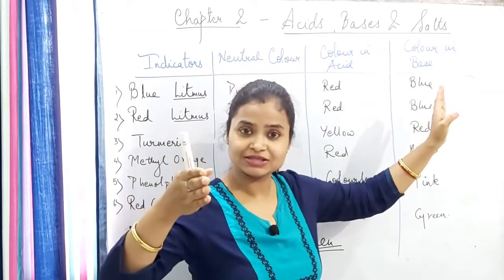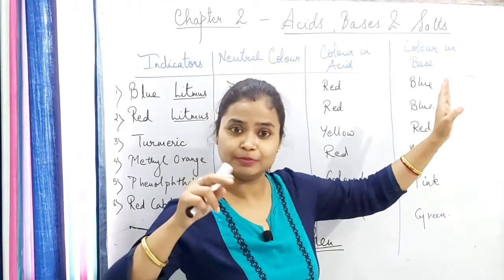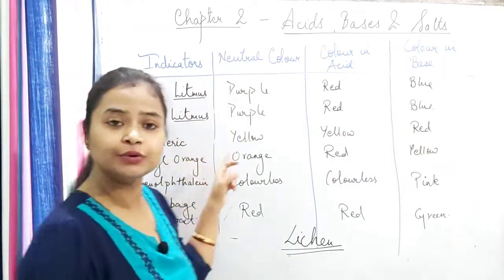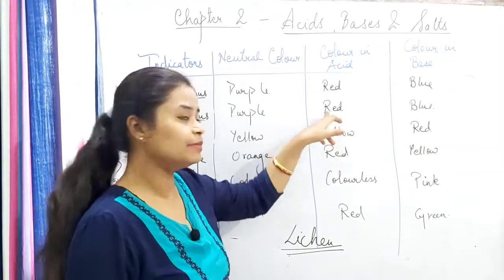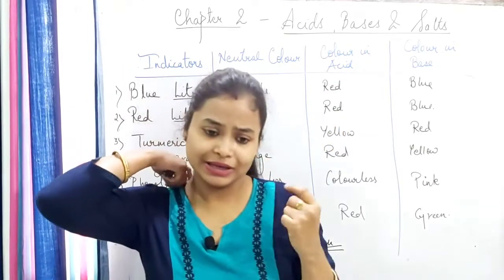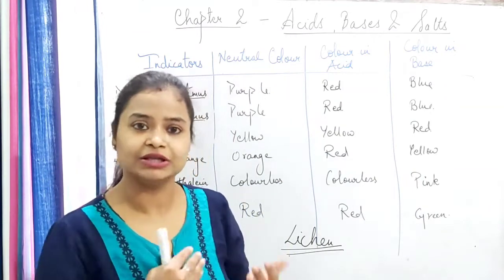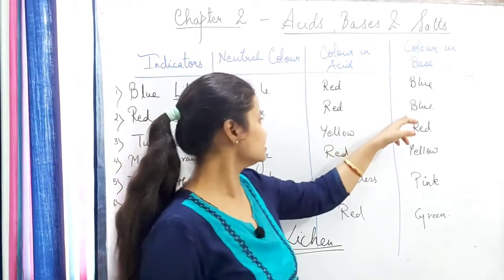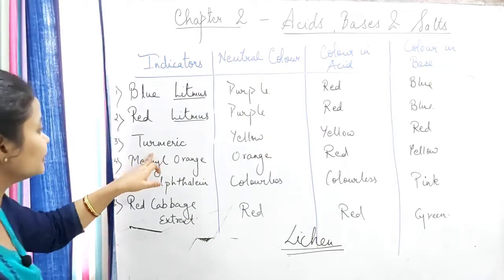Okay, so base and blue litmus: blue base, BB, blue base. Then red litmus, again the neutral color is purple. In acid it remains red. Always remember, litmus solution in the presence of acid will be red, whether it is blue litmus or red litmus, but in case of base it will turn blue in color. Fine.